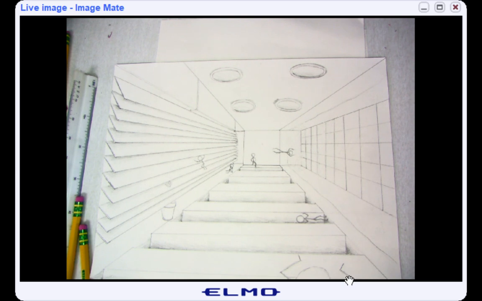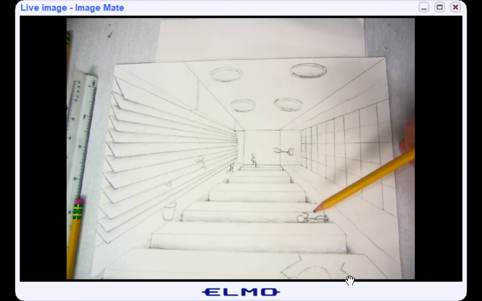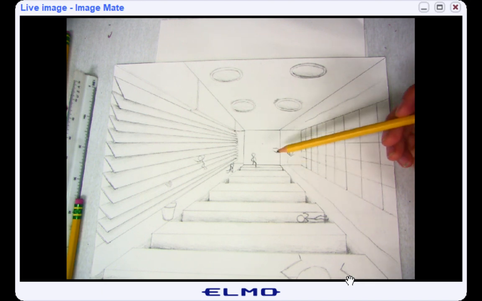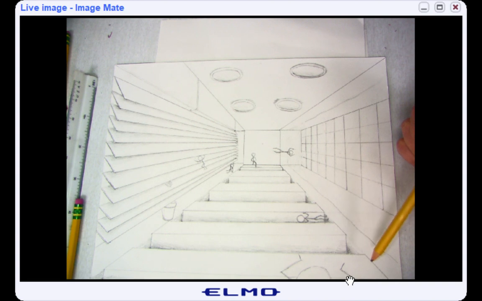Hello, today and this week we're going to be talking about something called perspective. And this is my drawing from last week that I showed you, where we talked about how to do the cube drawing. Today we're going to look at this picture in a little bit of a different way, because this also has something called perspective in it.